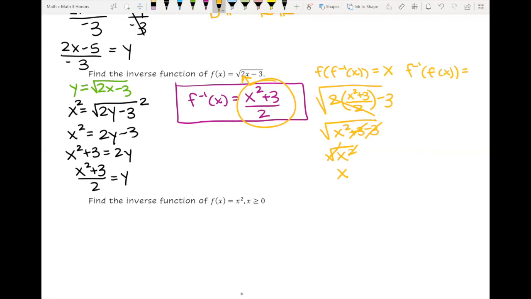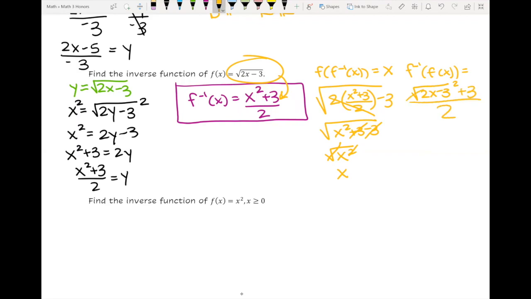Now let's do f inverse of f. You have to take the entire f function and substitute it into the inverse function. So it's going backwards here. The entire f function, substitute into the inverse function. So my square root of 2x minus 3 is squared instead of x squared, plus 3, and then all over 2.